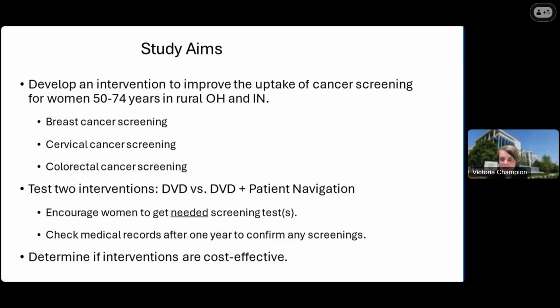So these interventions encouraged women to get the needed screening tests, and we had to identify what those were to begin with. And we checked medical records both to confirm eligibility in terms of women needing at least one of these tests and actually having the test 12 months after the intervention. We also, and I'm not going to talk about this, but it is in the key paper, wanted to determine if the interventions were cost effective to deliver.